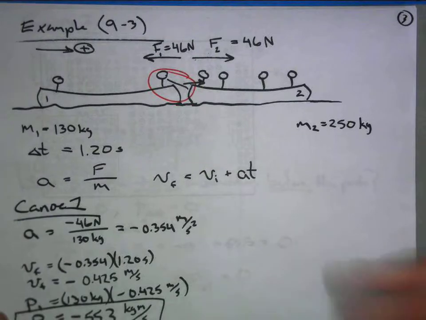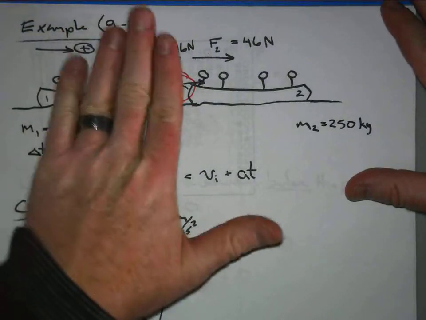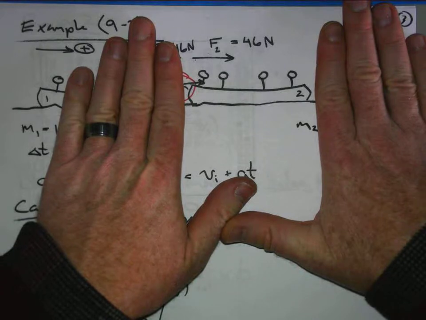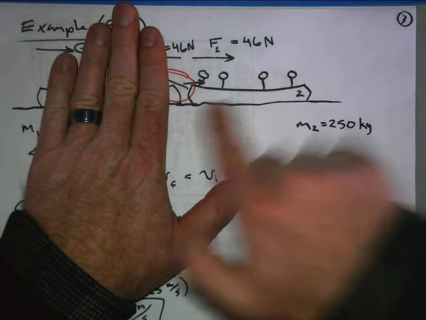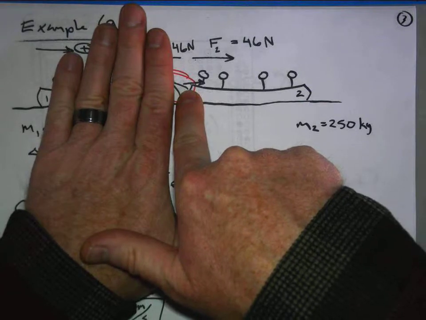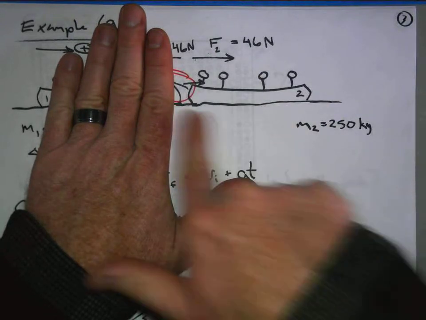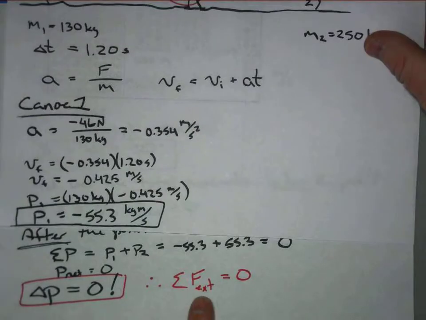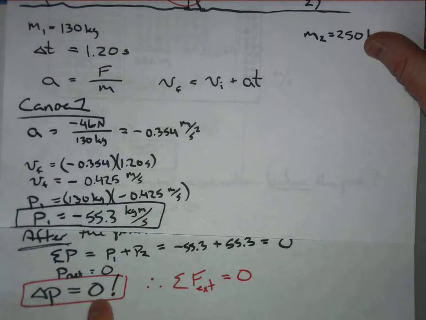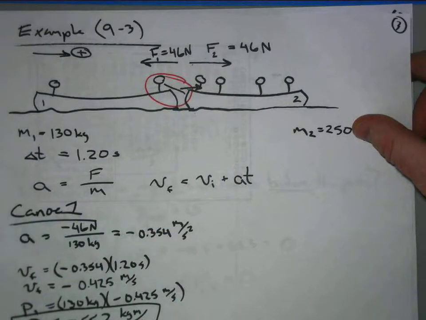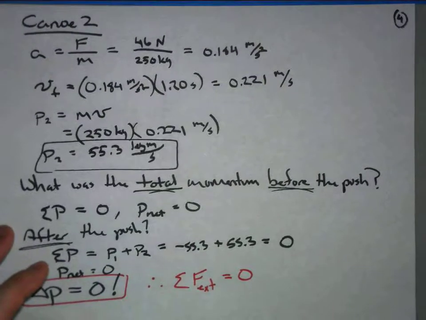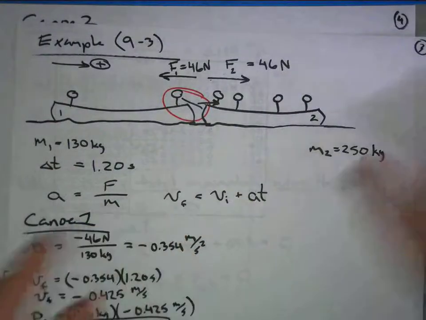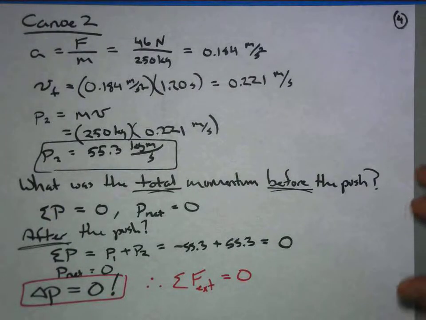Check this out. If we were to define a different system, if we were to say, you know what, we're only going to look at canoe 2 as our system, then this push is now coming from a source outside of our system, isn't it? That push would become an external force. And if that were the case, then the sum of external forces would not be 0. We would not see momentum conserved. The momentum of our system would change because of that external force. But we didn't. We had this whole system that we were considering, and it did not change. That's pretty cool stuff.